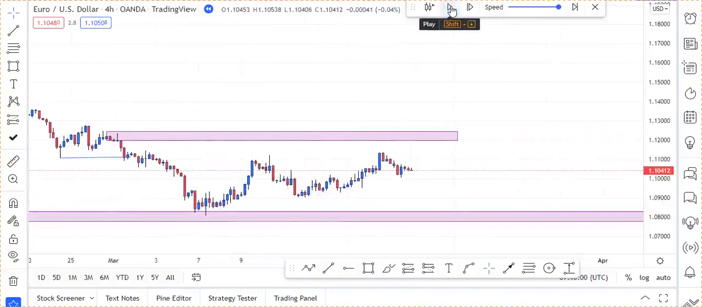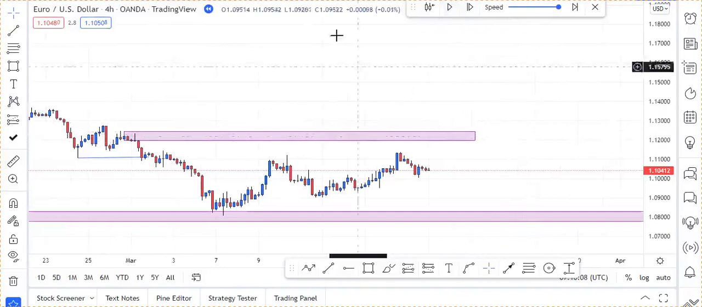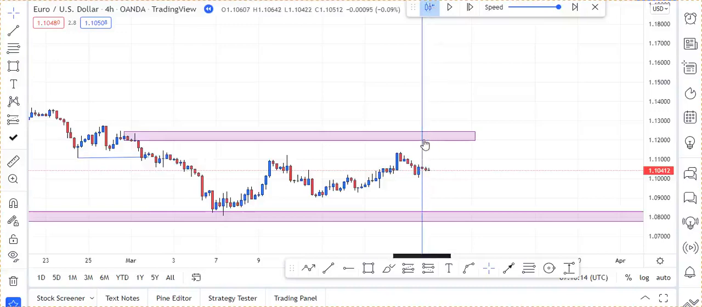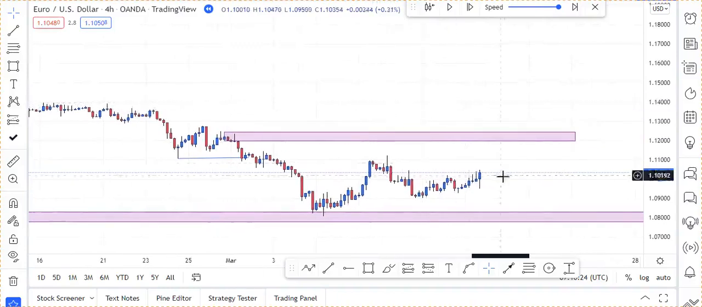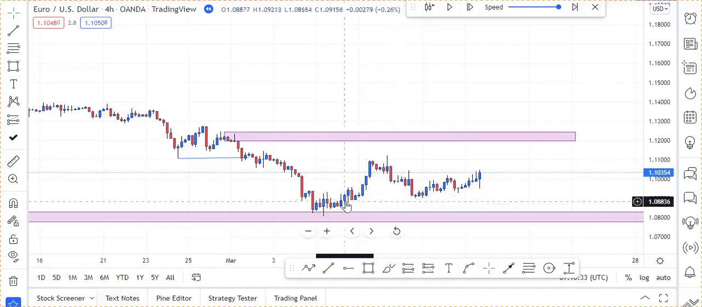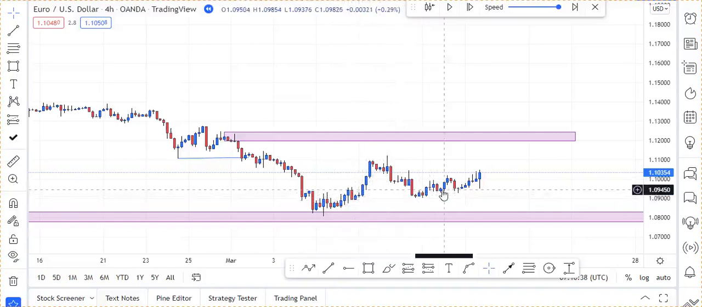Now take note, when I came into the chart on this pair, when I opened my chart, price was somewhere here. Let me show you. I think price was somewhere here. When I opened my chart, I saw price here. Now, as you can see, I've told you, there is no opportunity here. This H4 is not presenting us any opportunity to enter the market.